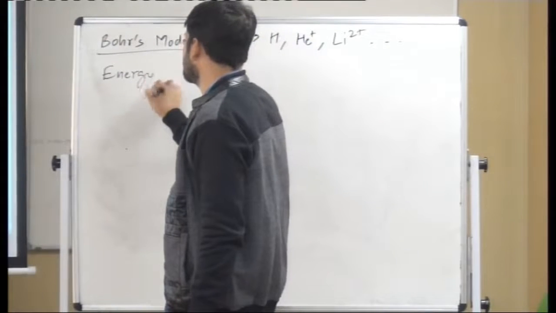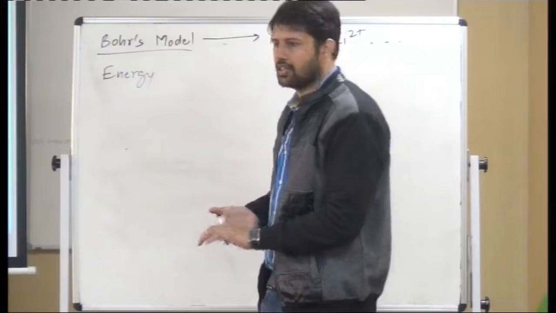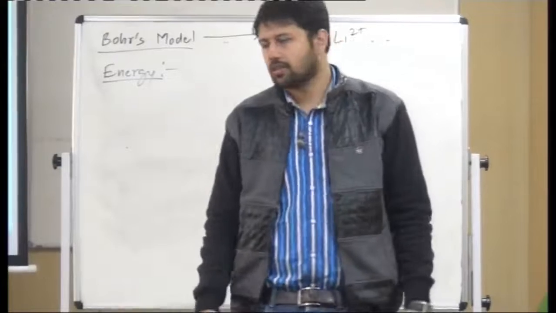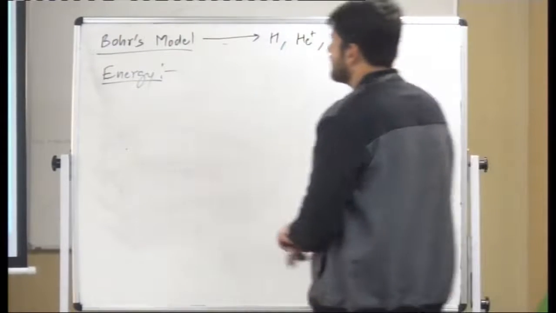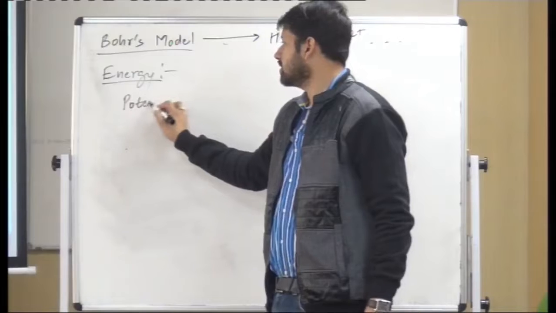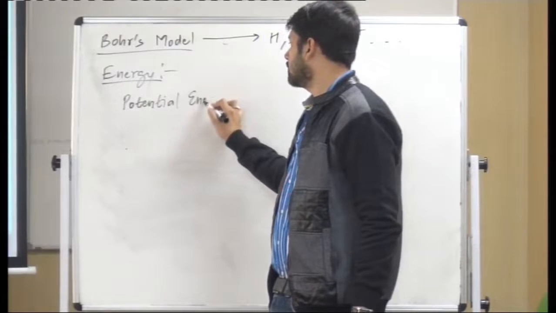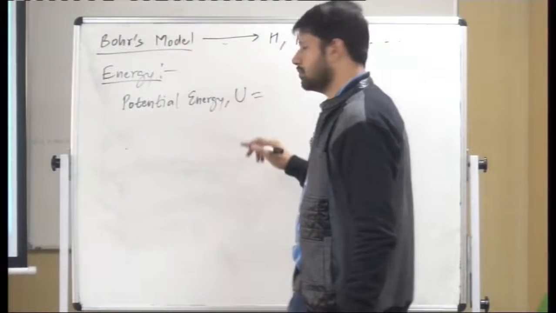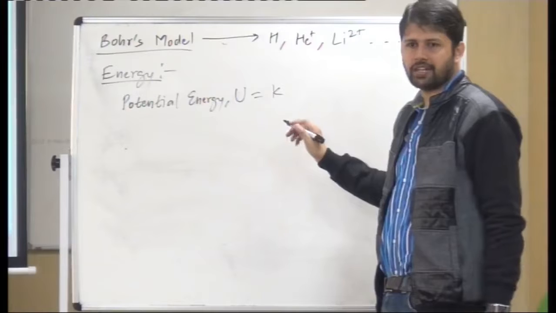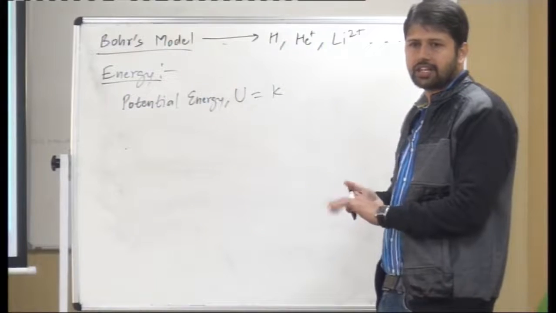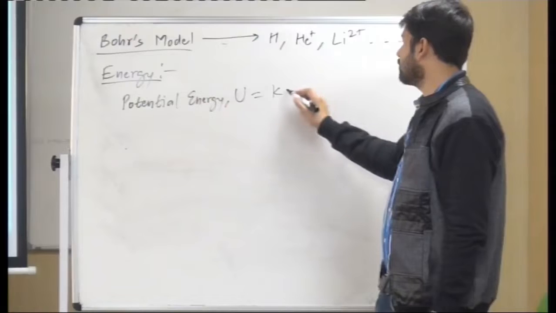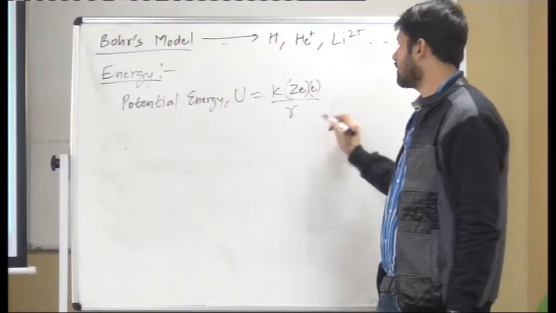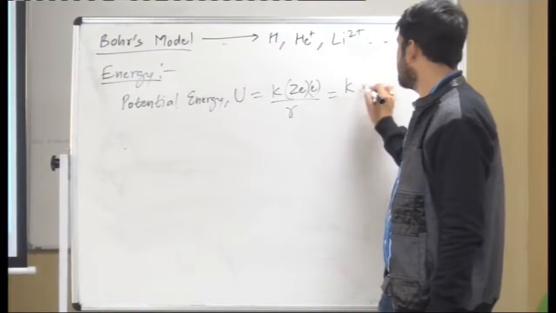Now the last thing, which is energy. Energy is of two types, the potential energy as well as the kinetic energy. So the potential energy would be how much? K Q1 Q2 by R. Because of electrostatic forces, the energy is K Q1 Q2 by R. So this is K Ze into e by r.